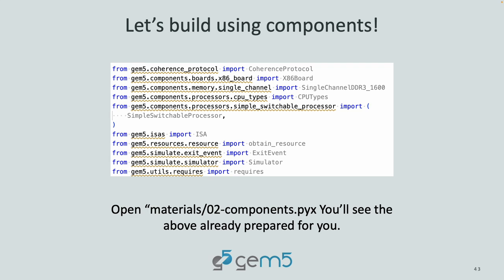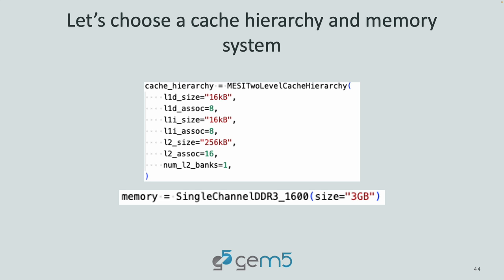Again, I'm giving them to you for free because I don't want to have to type them all up. And what we're going to do here is build a system using components, and I'll introduce some other stuff along the way. So the first thing is let's do a cache hierarchy and memory system. MESI 2-level is a cache protocol.